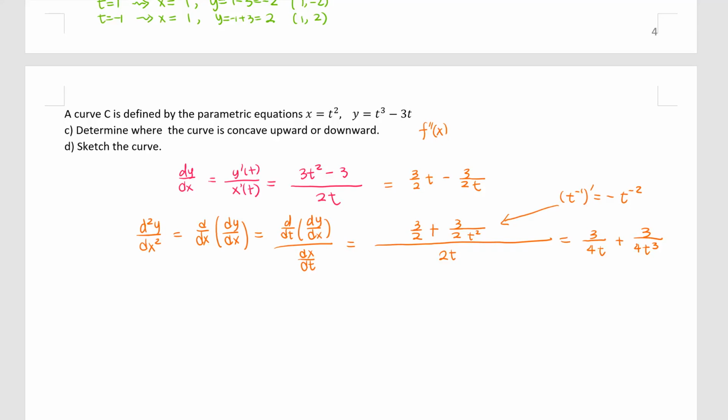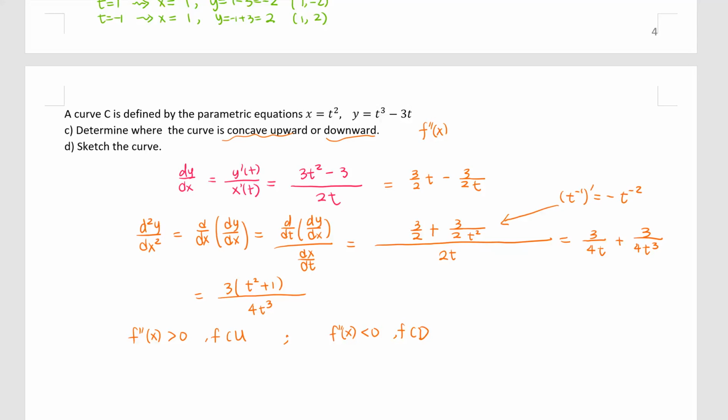And let's simplify it. The common denominator is 4t cubed, and we can factor out the 3, then we have t squared plus 1. So far, so good, everybody? So when is the curve concave up or down? Remember the second derivative: if it's positive, then f is concave up. If the second derivative is negative, then f is concave down, right?